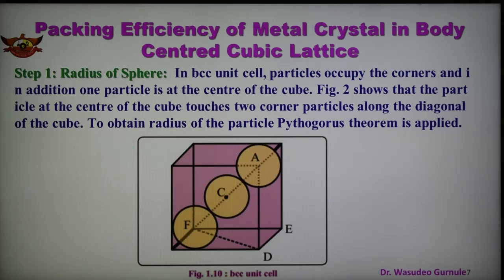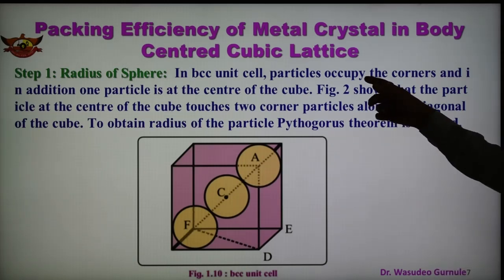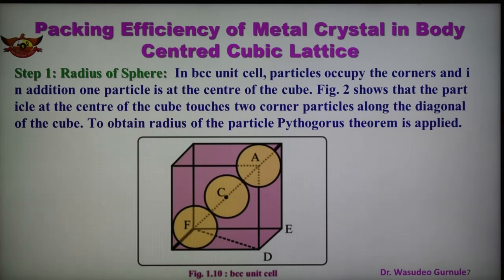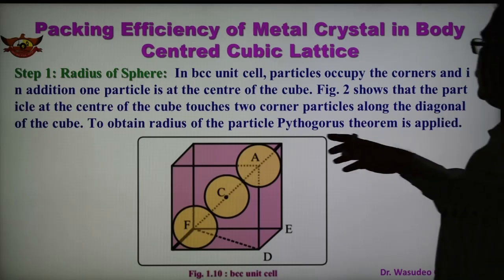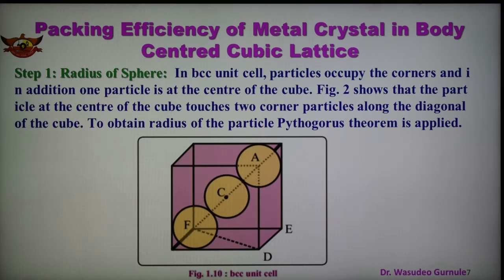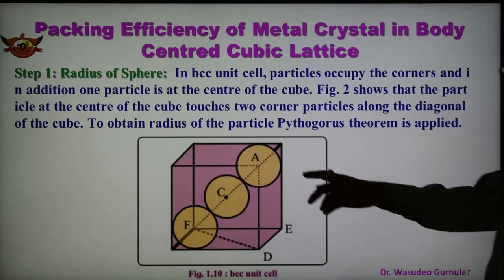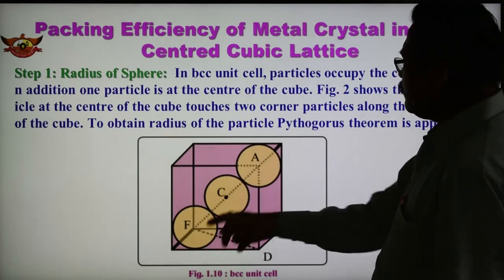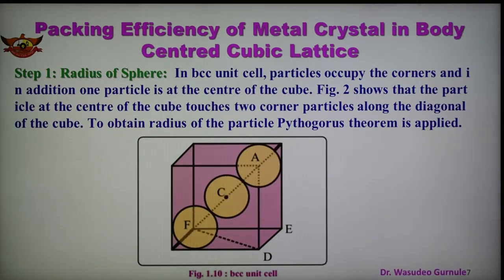So step 1 again, the radius of sphere. In case of body center, what is the radius of sphere is shown here. In case of BCC unit cell, it is observed that the particles occupy the corners. As we know, this is the particle at the corner. In addition, one particle is present at the center of the cube. So this figure shows the particle at the center of the cube, and also 2 corner particles along the diagonal of the cube. They are touching the particle which is present at the center of the body of the cube.